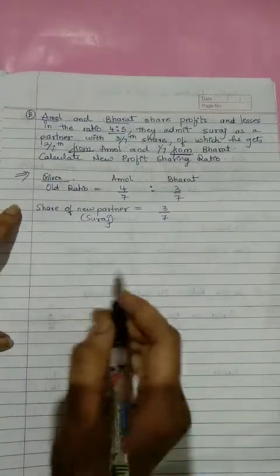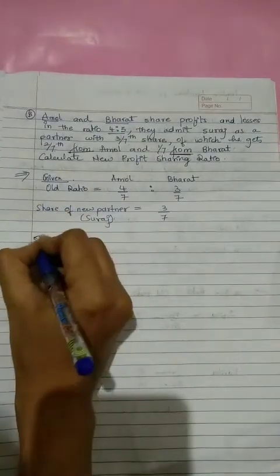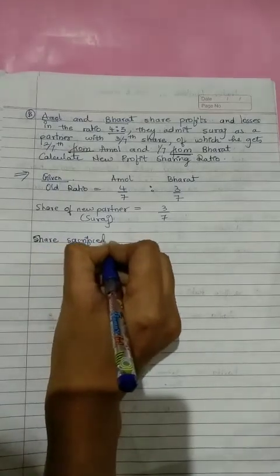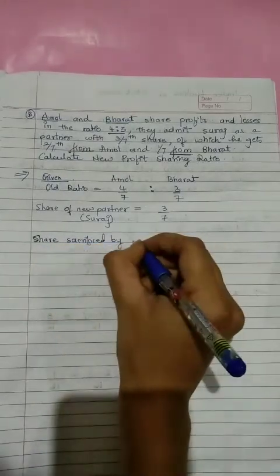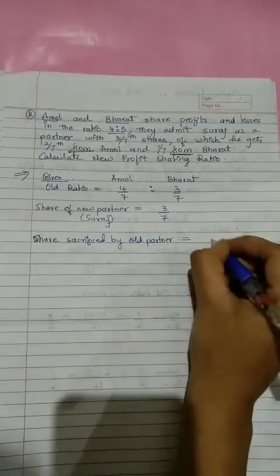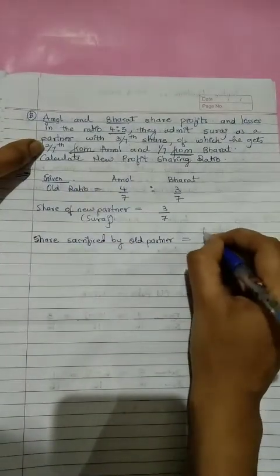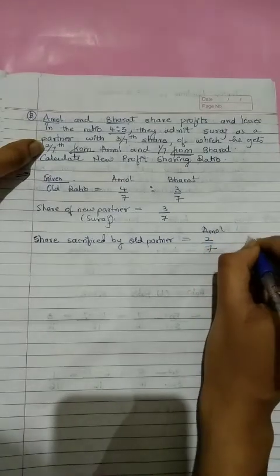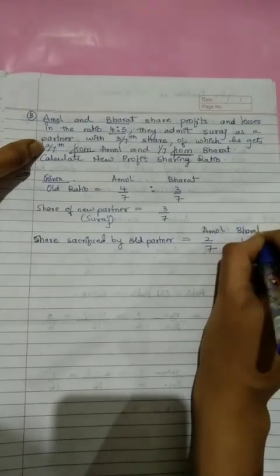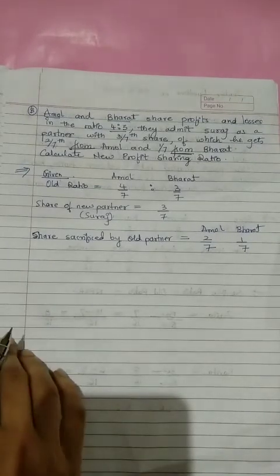So what is given to us? Share sacrificed by old partner is given, that is 2 upon 7 is sacrificed by Amol and 1 upon 7 is sacrificed by Bharat. Okay.